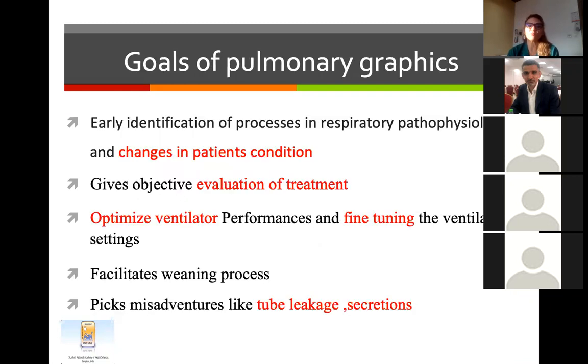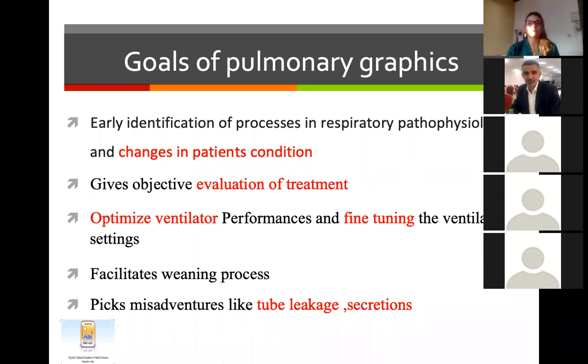So why do we want pulmonary graphics? Whenever the patient's condition is changing, we should be identifying the respiratory pathophysiology. And whenever we are giving any kind of treatment, like if I have given a surfactant, whether it worked or not; if it is BPD, I give a bronchodilator, whether it worked or not; PDA, I've given some treatment, it worked or not. So some objective way to evaluate the treatment should be there, and it gives us that beautifully.